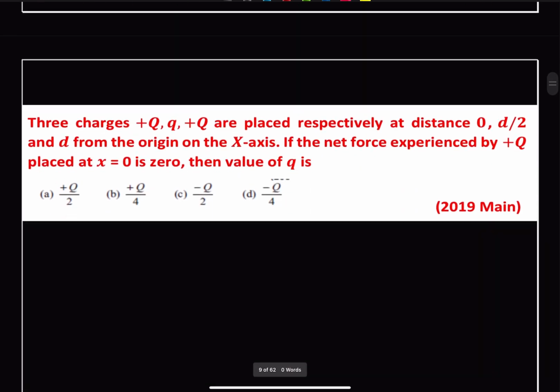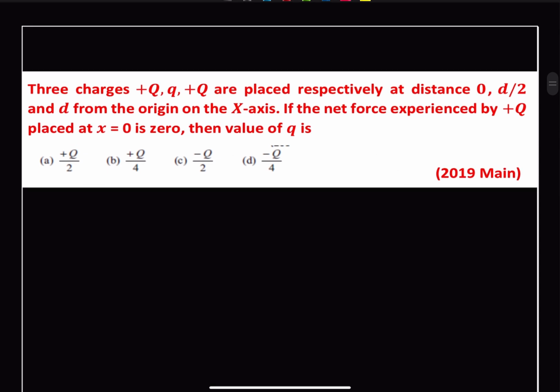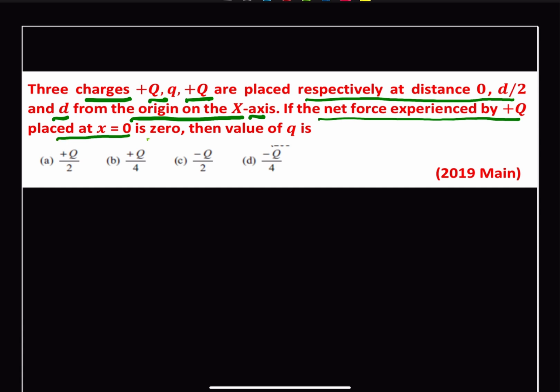Next question. It says that three charges plus Q, q and plus Q are placed respectively at a distance of 0, d by 2 and d from the origin on x-axis. If the net force experienced by plus Q placed at x equal to 0 is 0, then the value of small q is.